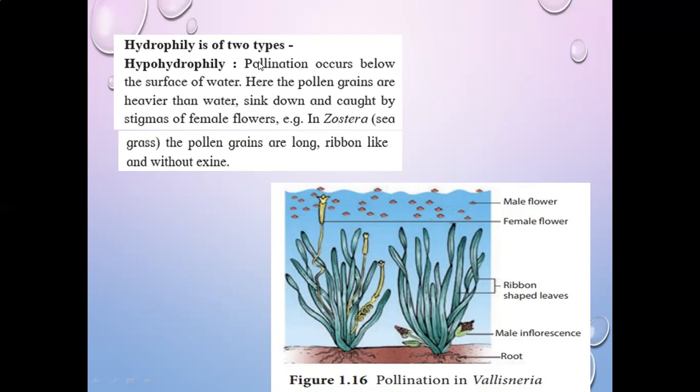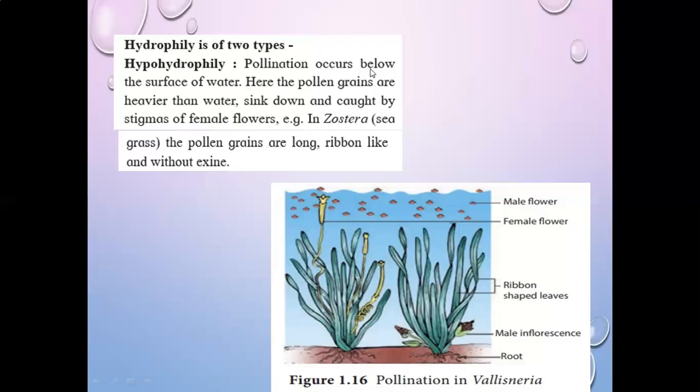Hypohydrophily: pollination occurs below the surface of water. Here the pollen grains are heavier than the water. You know that the pollen grains produced at the male flowers are deposited on the stigma. This process is called pollination. It may be self-pollination or cross-pollination, but in this case pollination must be cross-pollination because the male flowers are different from the female flowers, or both plants are different over here.